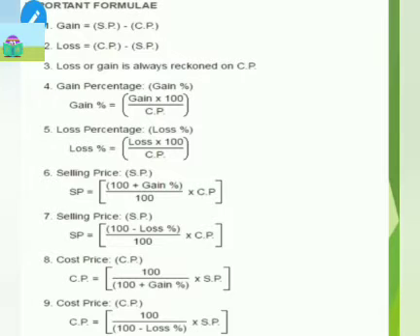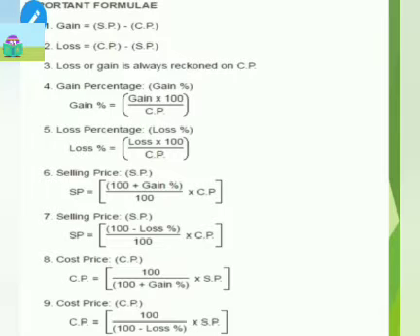Why so? Because for an article, the selling price may vary. In one case you may get more profit, in another case you get less profit, or in some case you have a loss also. So that means selling price varies with cases. But the money invested by the shopkeeper remains fixed or constant. That's why loss or gain is always reckoned on what? CP.